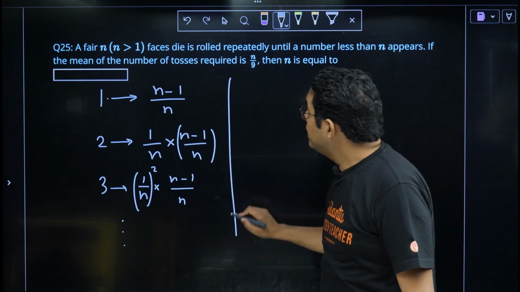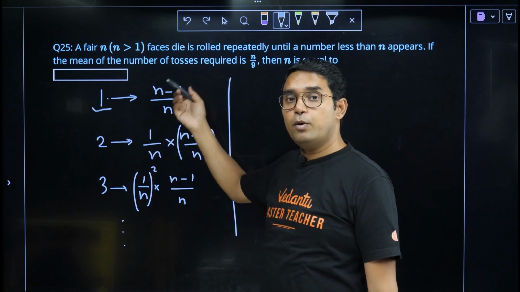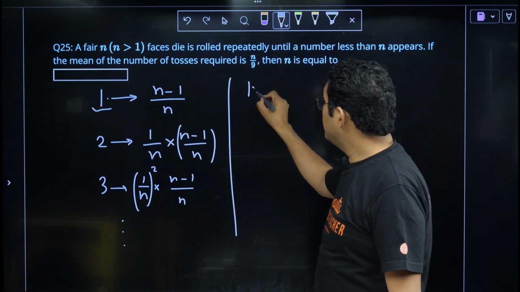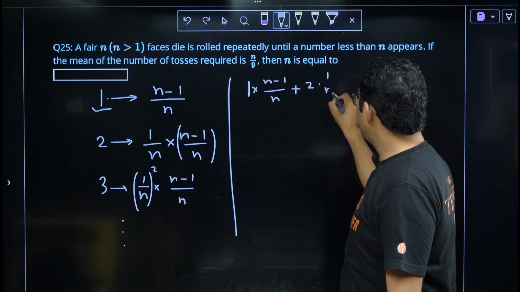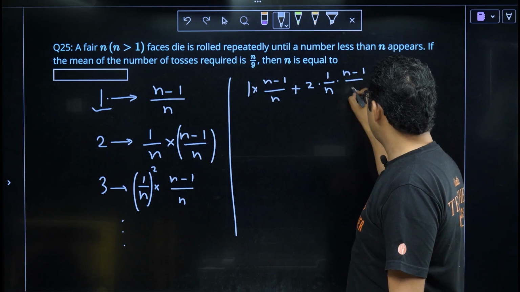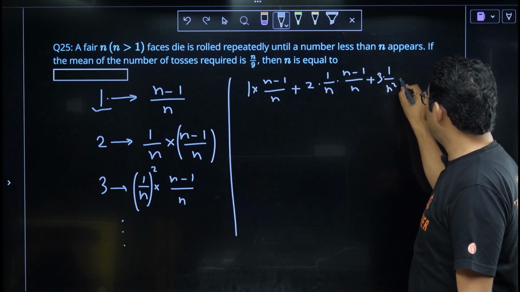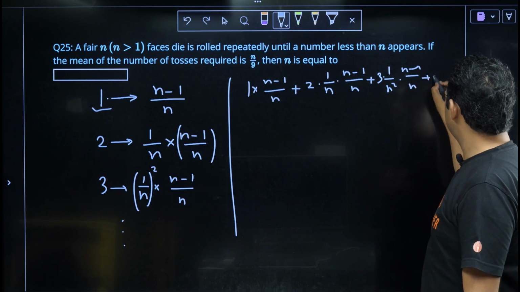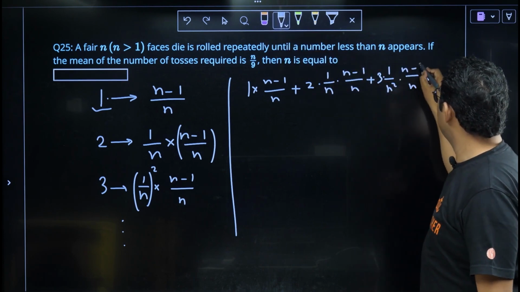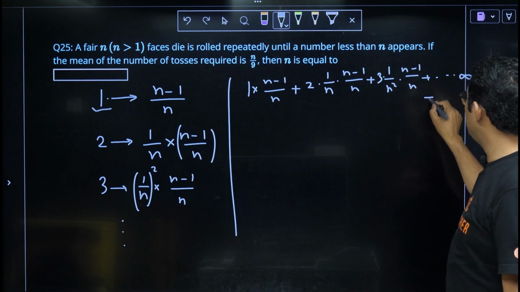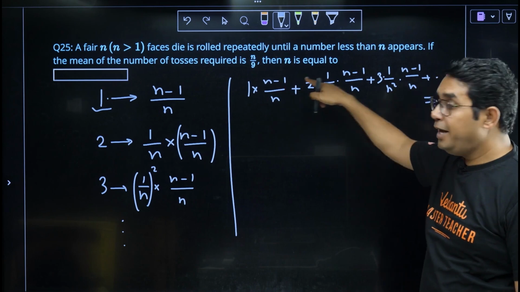Now they are saying the mean value of, and what is mean value? The number of tosses required into its probability. Okay, so 1 into n minus 1 upon n, plus 2 into 1 upon n into n minus 1 upon n, and so on, 3 into 1 upon n square into n minus 1 upon n till infinity. This is given to us as equal to n by 9. Now you can see it is an AGP.